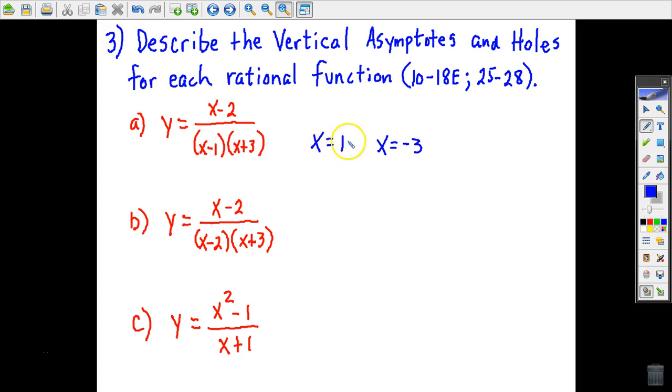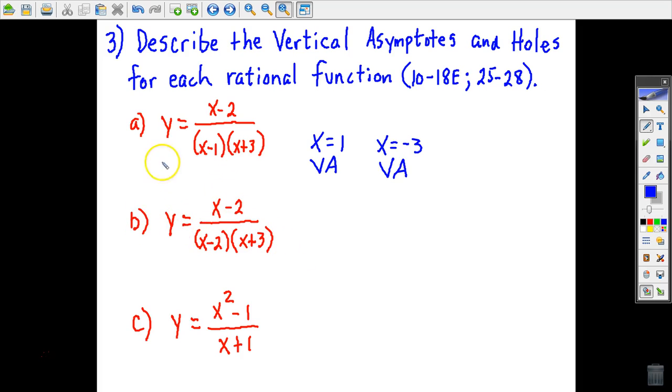If the numbers, in this case 1 and -3, do not also make the numerator 0, and they don't. If I put 1 in the numerator, I don't get 0. And if I put -3 in the numerator, I do not get 0. Therefore, what I have here are 2 vertical asymptotes. So I'll just say that a different way. Vertical asymptotes are numbers that make the denominator 0 only. They do not also make the numerator 0.